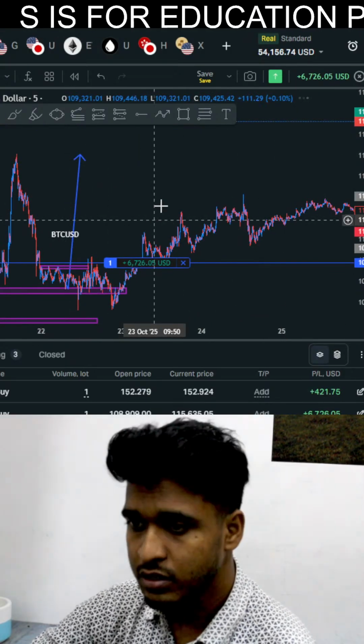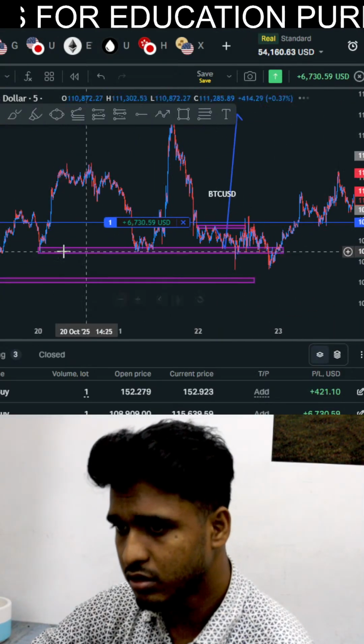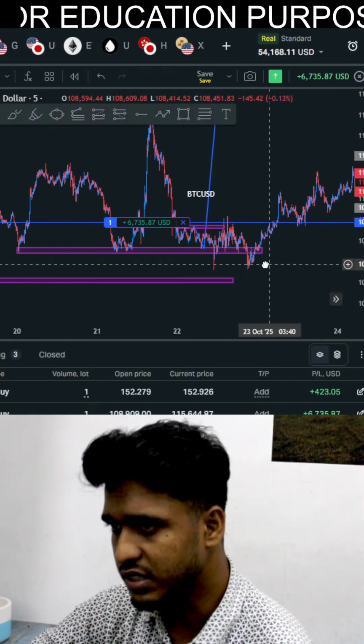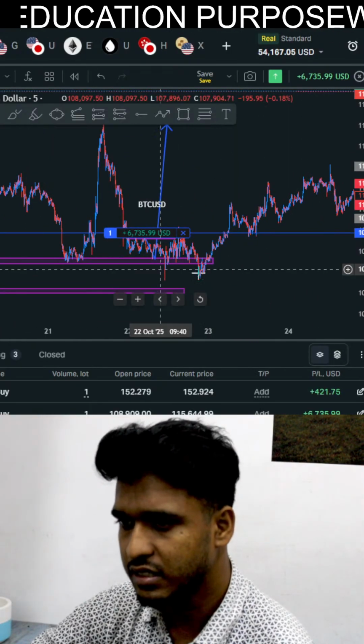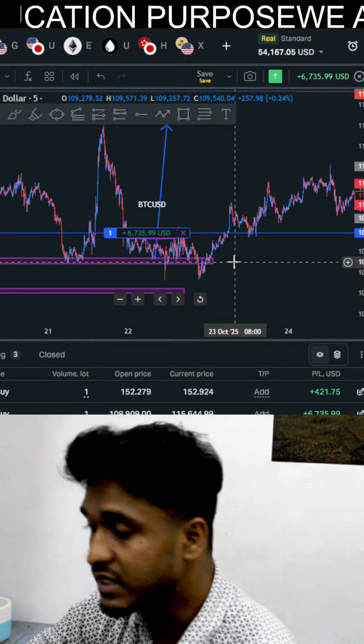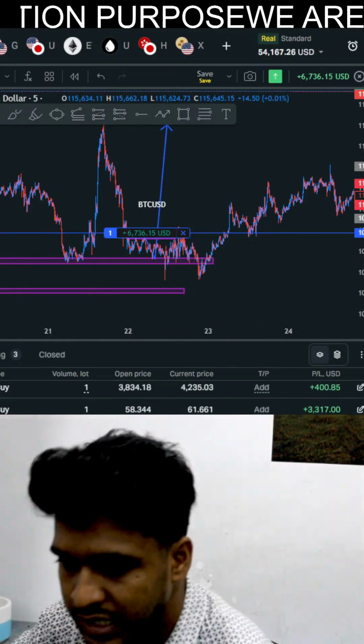Okay, so check it out. From here we took a BTC trade and it's running. And you know that when you take a BTC trade, same way Ethereum also moves.